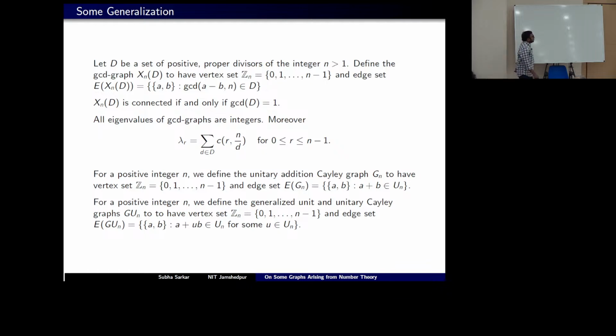Now there are not that many results for this last generalization. I have seen only a few results of that. So if someone wants, one can explore that one, but there are some results on the unitary addition Cayley graph.